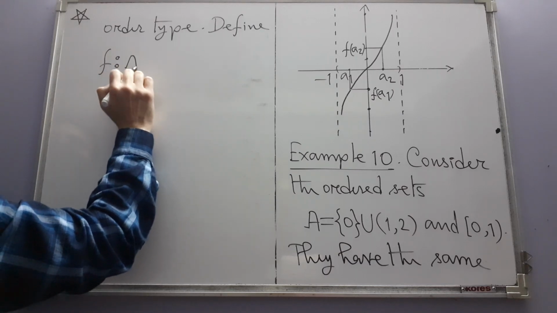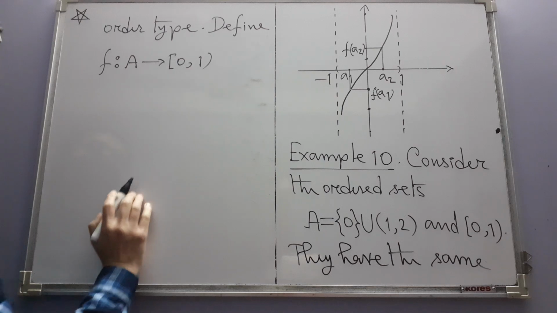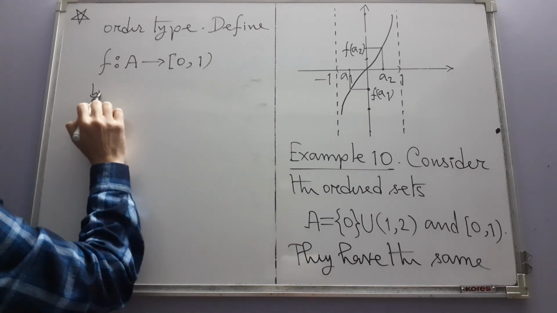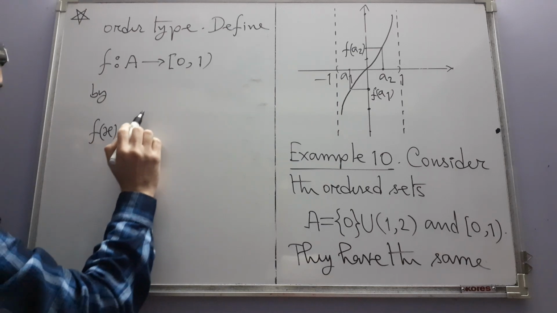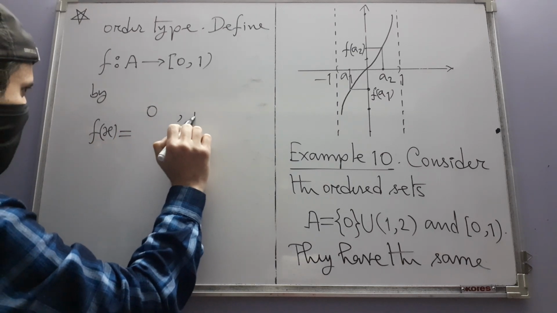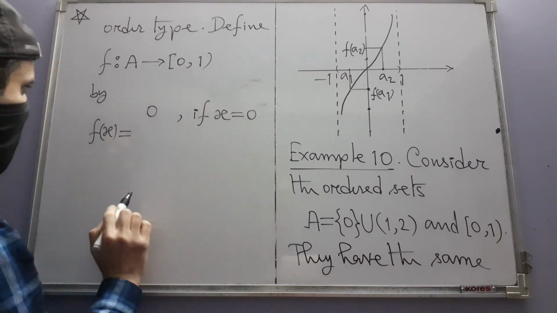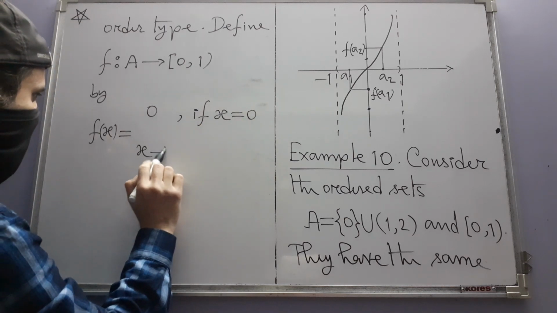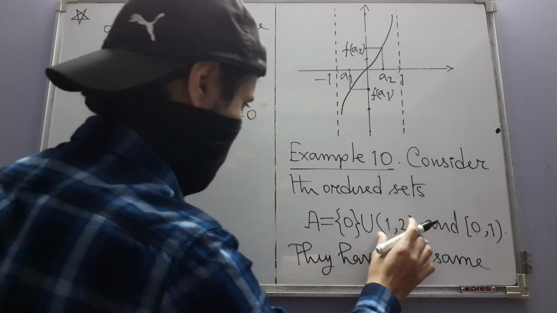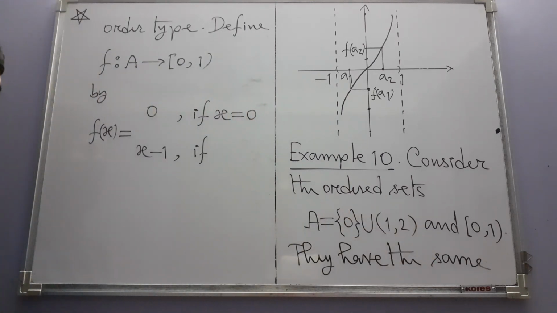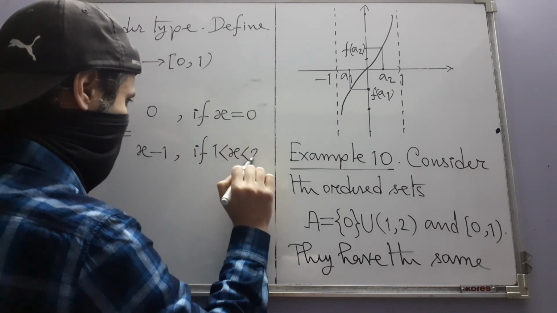Define a function f from A to this by this rule. f of x is 0 if x is equal to 0, and x minus 1 if x lies in this portion of A, that is this.